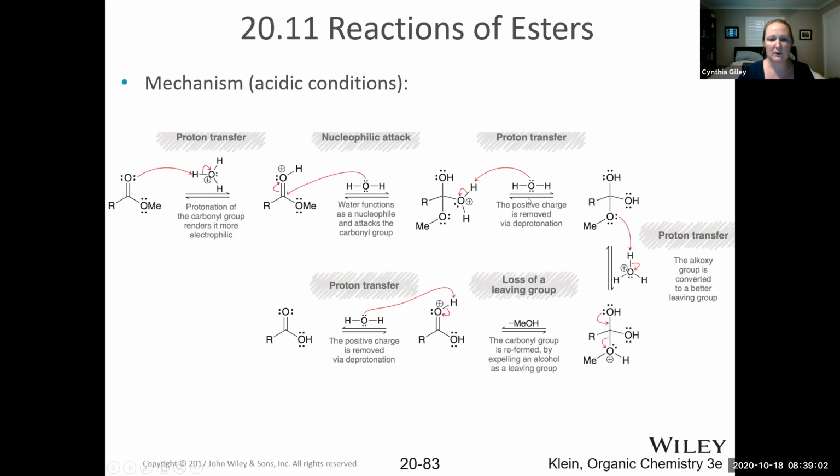And again, these are all reversible steps. So protons can be moving around between all of the different oxygens in solution. But once we get here, this is a good leaving group, so it can get kicked out. And now we're very close to the carboxylic acid. All we need to do is a final proton transfer. That also regenerates our acid catalyst.